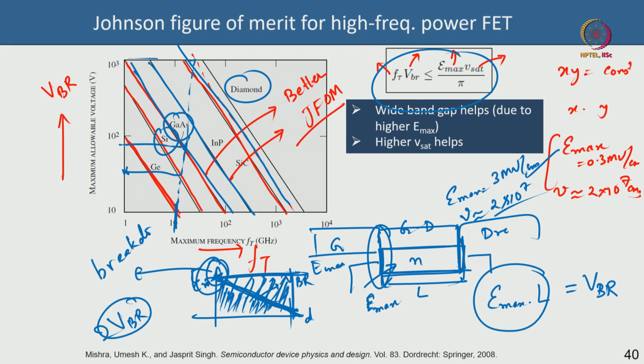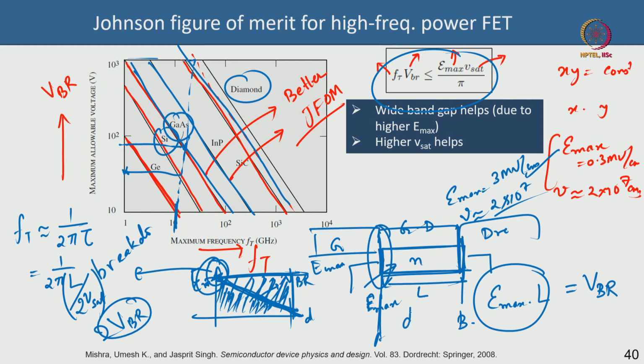Okay, if that is your breakdown voltage, now the cutoff frequency, you can say, is 1 by 2 pi times the time the electron takes to travel from this point A to this point B. Now, the time that the electron will take to travel is basically the length L divided by the velocity of saturation, because the electrons cannot go faster than the velocity of saturation. Actually, it should be 2 times the velocity of saturation, because this is a space charge region.